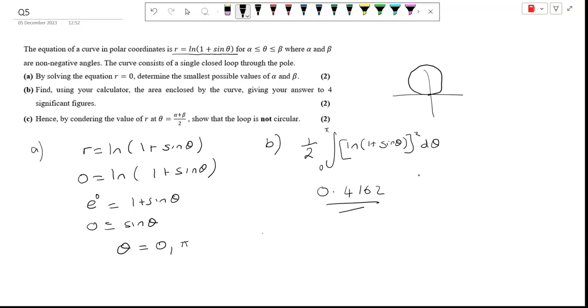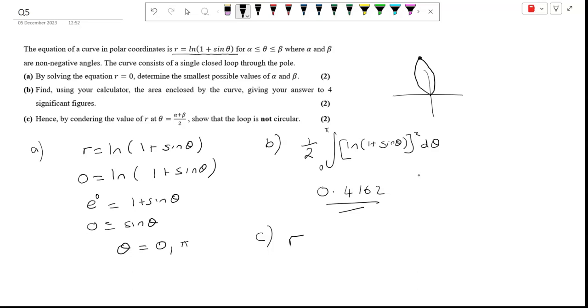And then part C says, hence, by considering the value of r at θ = (α + β)/2, show that the loop is not circular. Okay, so my diagram's wrong again. We have to show it's not circular. That looks like a circle. Let's just draw something like that. So (α + β)/2 is going to be the halfway point over here.